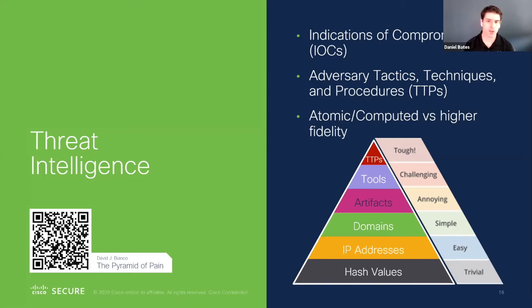If we go up a level to domains, now we're into something a little more interesting, because in order to use DNS architecture, the attacker has to register a domain. They may have to provide some type of information, usually anonymized or falsified. They may have to pay for the domain using possibly stolen credit cards. It's a little bit more effort to do that.